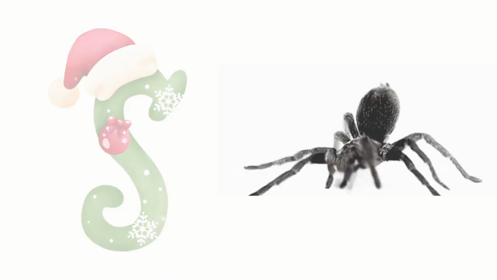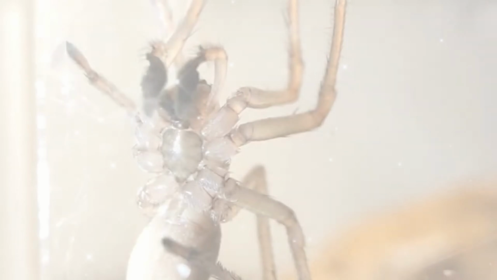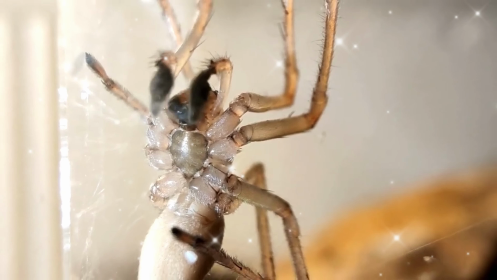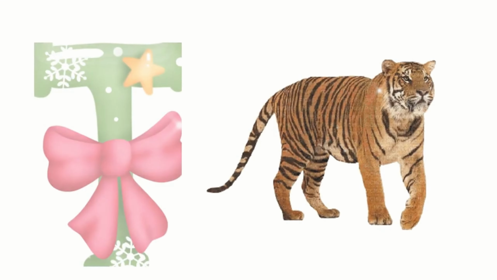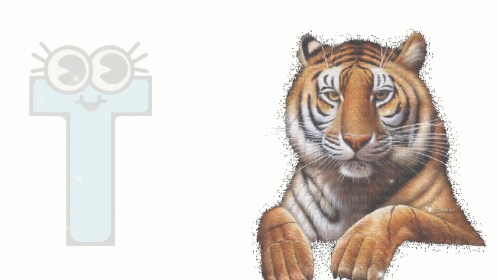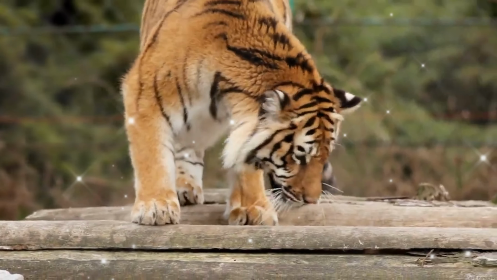R, rainbow. S is for spider, spider. S, spider. T is for tiger, tiger. T, tiger.